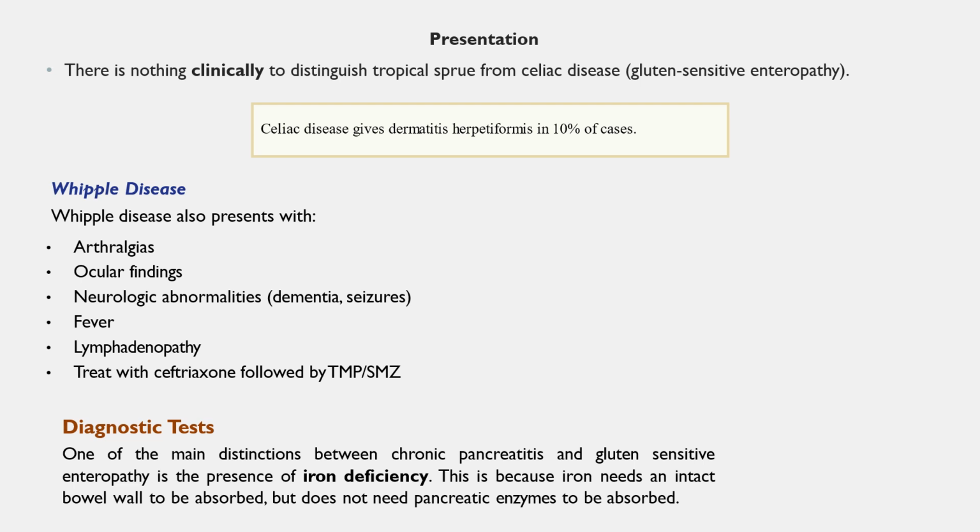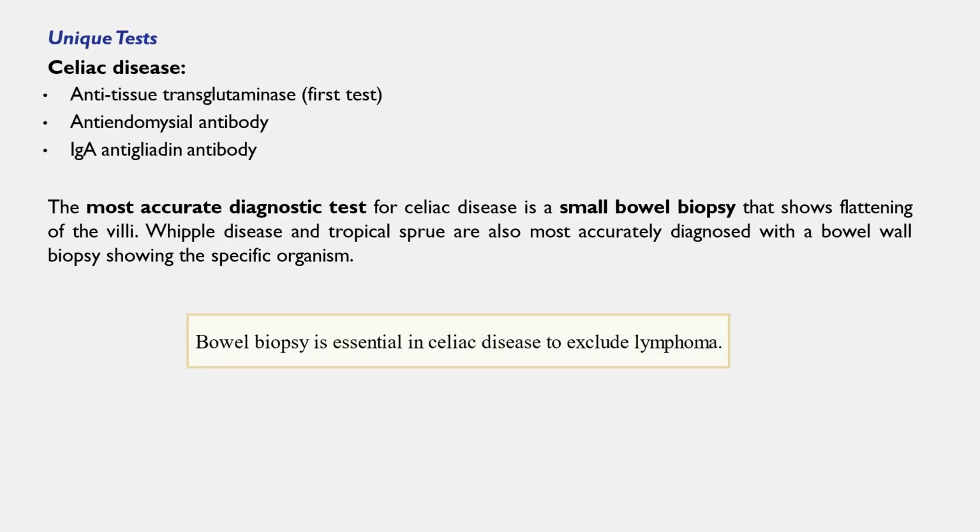Usually one of the main differentiations between chronic pancreatitis and gluten sensitive enteropathy is the presence of iron deficiency. This is because iron needs an intact bowel wall to be absorbed, but does not need pancreatic enzymes to be absorbed. Let's go to the next slide. Slide number 4.